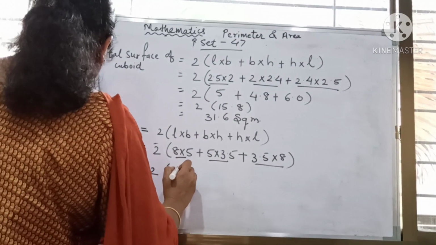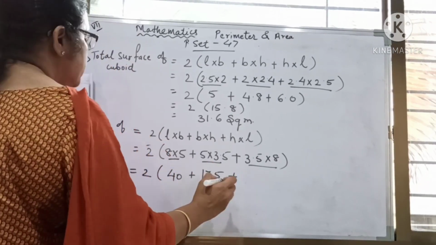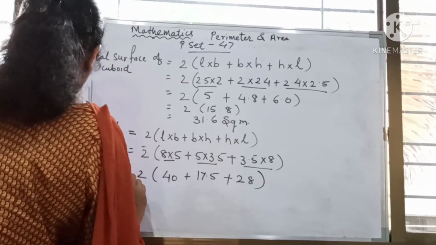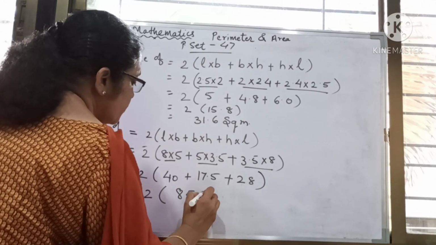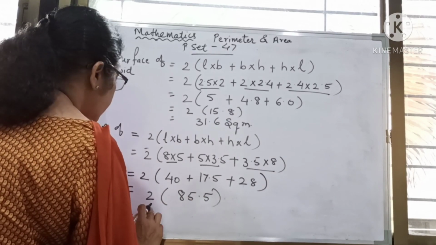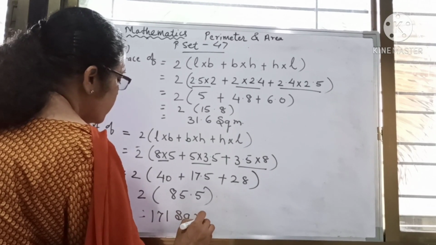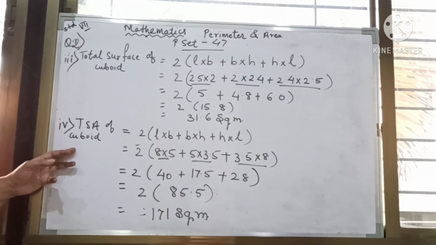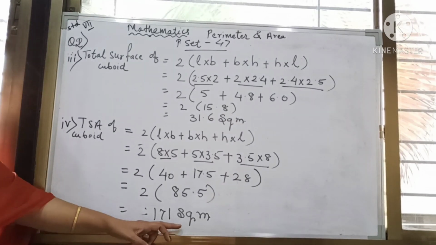So it comes to 40 plus 17.5 plus 28. So it comes to 2 into 85.5. So 2 into 85.5, it comes to 171 square meter. So the total surface area of the cuboid with this length, breadth and height given to you, it comes to 171 square meters.